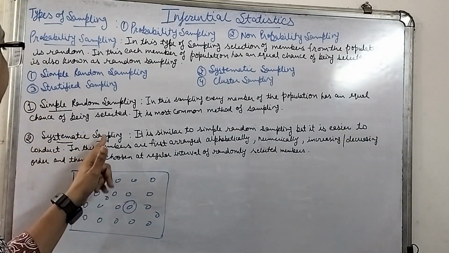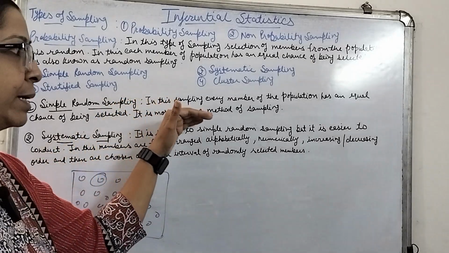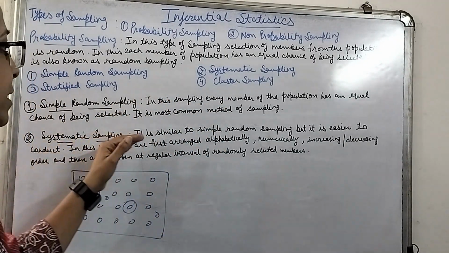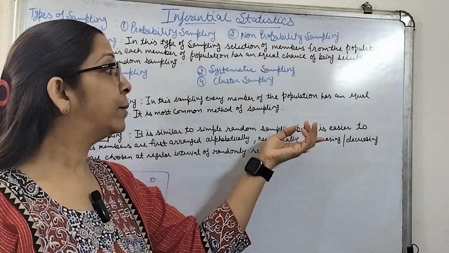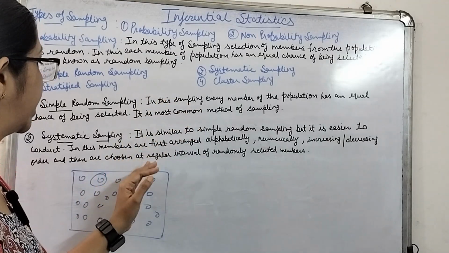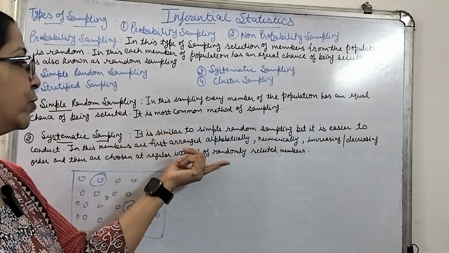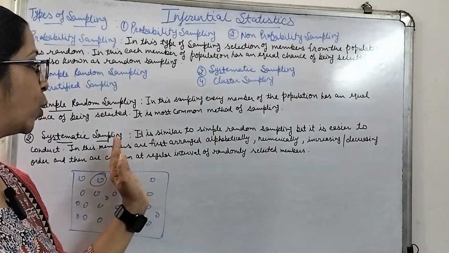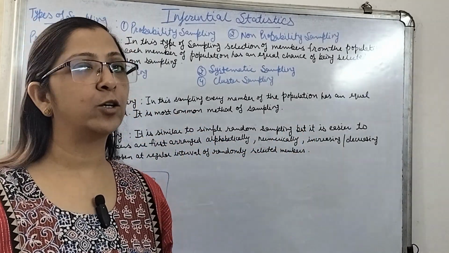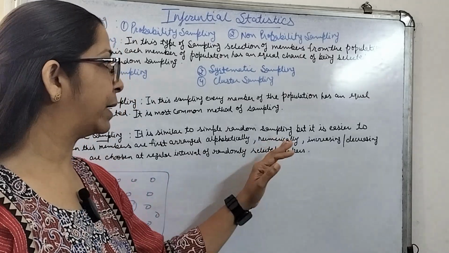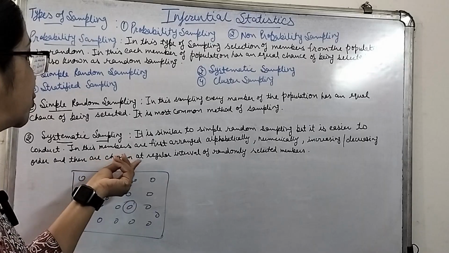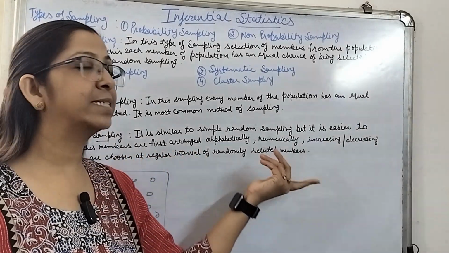Now the second is systematic sampling. This is the same type of sampling, but it is a little more systematic compared to the first one. It is similar to simple random sampling, but it is much easier to conduct. How is it easier? First of all, we arrange all the members of the population, either alphabetically, numerically, or in increasing or decreasing order. Then from this arrangement, we choose members at regular intervals.